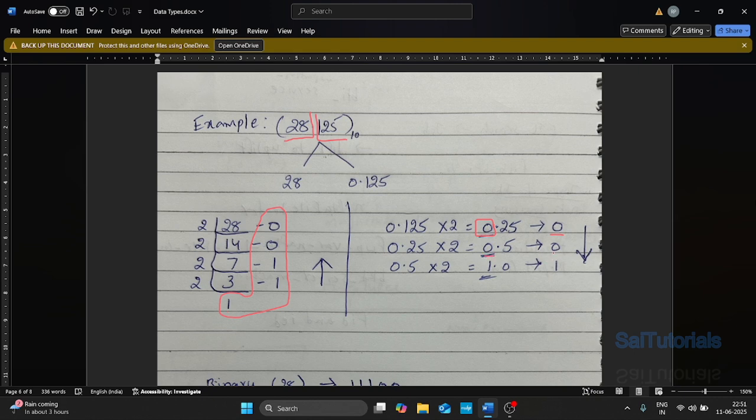Again I took this value 0.5, multiplied by 2, and I got 1. After the decimal, I don't have any value here, so I stopped the process and stored the 1 here. During the LCM, we traversed from bottom to top, right? Here we have to traverse from top to bottom. That's why the values are 0, 0, 1. So this is how we can get the values.